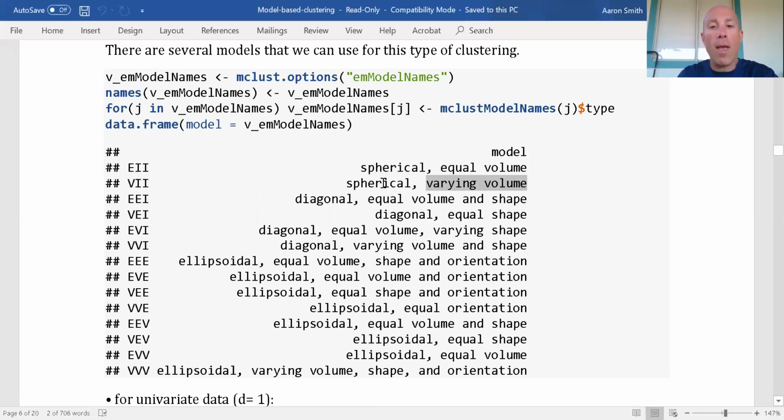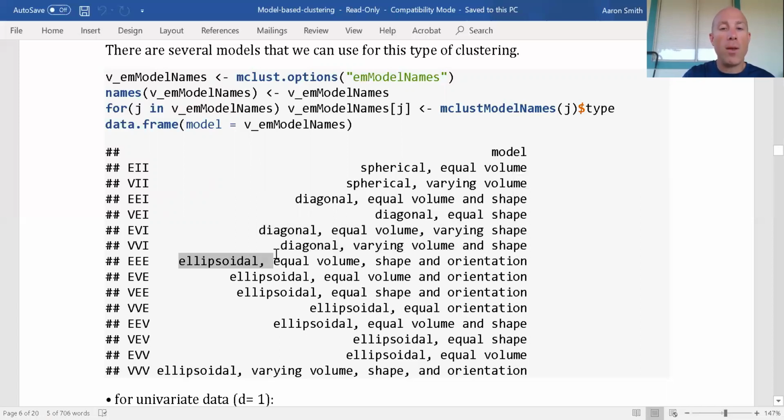So here, this is going to have more parameters. It's going to be more flexible and have more parameters than the EII. Next, we're saying diagonal. That corresponds to the covariance, equal volume, and equal shape. So diagonal is talking about covariance again and equal shape. Diagonal, equal volume, varying shape. Diagonal, varying volume, and shape.